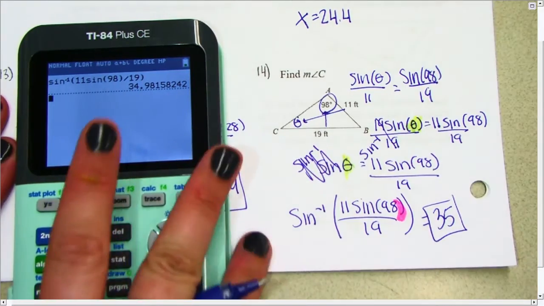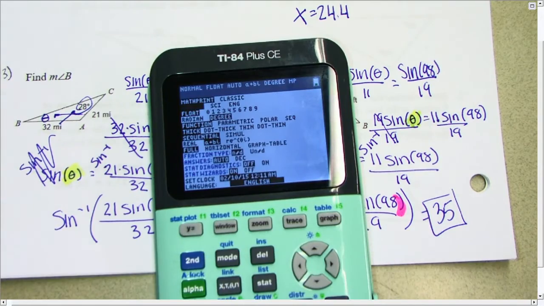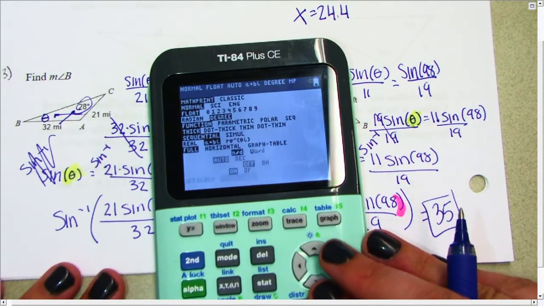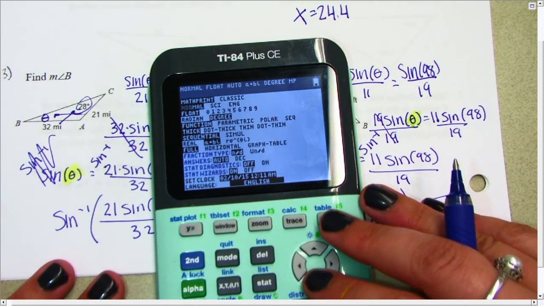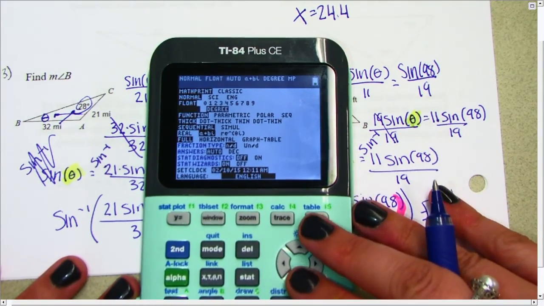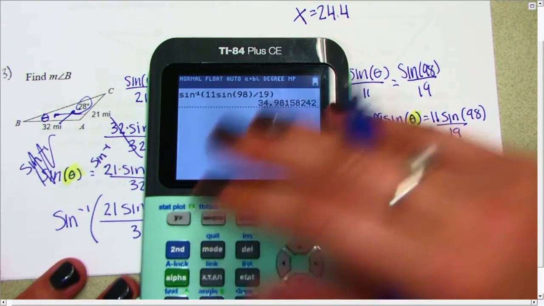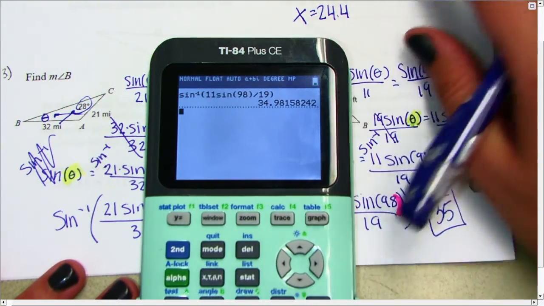Things to remember while you're doing these problems, make sure that the mode in your calculator is degree mode. Anytime you're doing trig, I keep pressing the wrong button, so down. Anytime you're doing trig, it has to be in degree mode. Graphing is when we use radian, so just be careful.